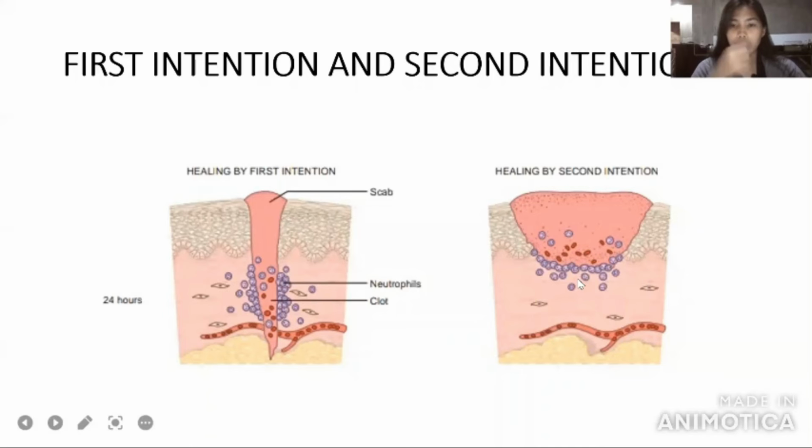For healing by second intention, within 24 hours, in a wound causing large tissue deficits, the fibrin clot is larger, and there is more exudate and necrotic debris in the wound area. Inflammation is more intense because large defects have a greater volume of necrotic debris, exudate, and fibrin that must be removed.